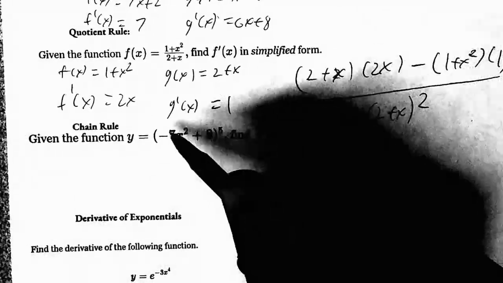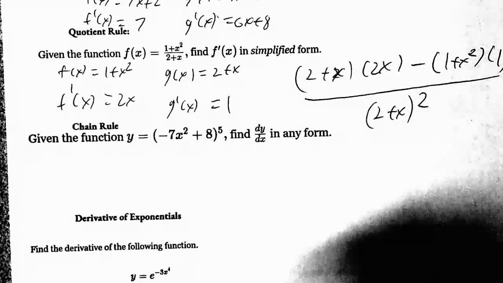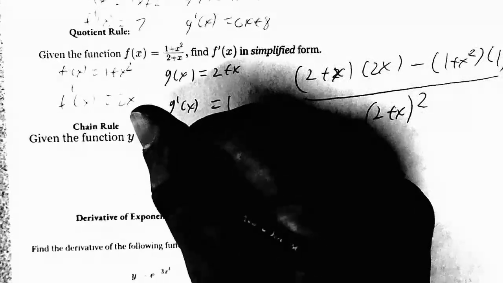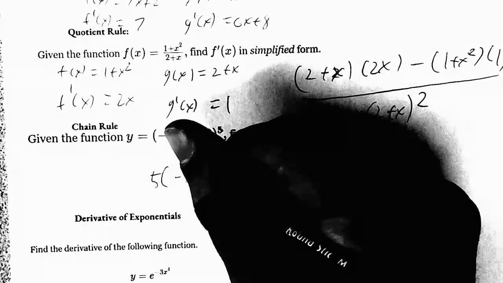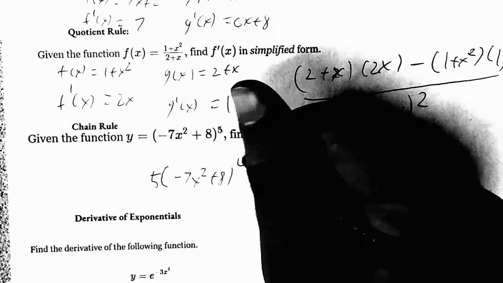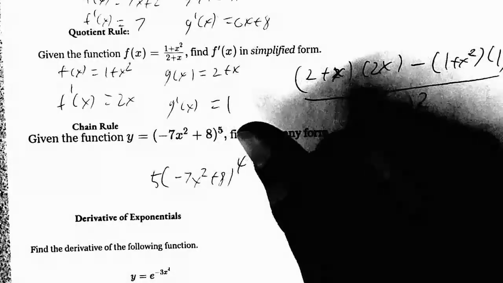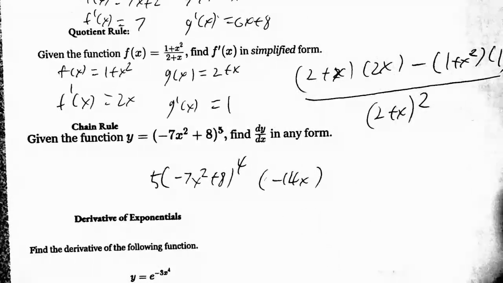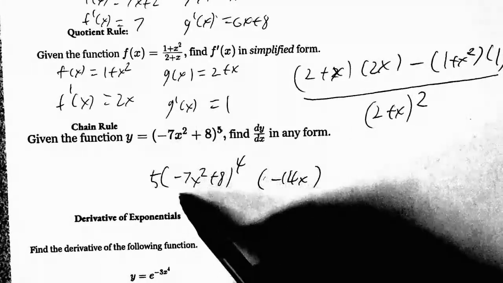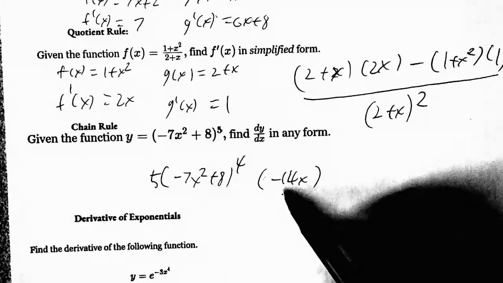Okay? Chain rule. So again, derivative of the outside, keep the inside the same, times the derivative of the inside. Okay, so we're going to have 5. Derivative of that power of 5, we bring out front, negative 7x squared plus 8, all that to the fourth, times the derivative of the inside. That is negative 14x. That's it. Done. Derivative of the outside, keep the inside the same, times the derivative of the inside.